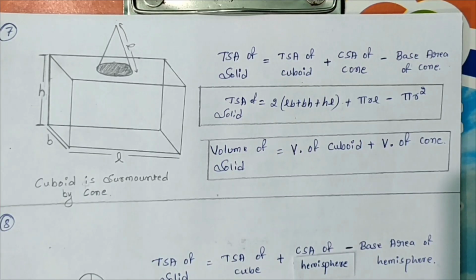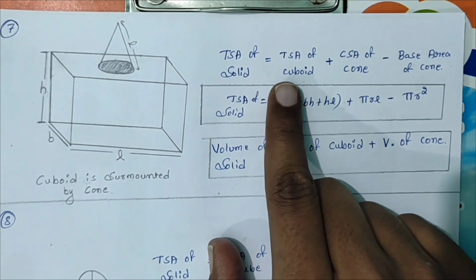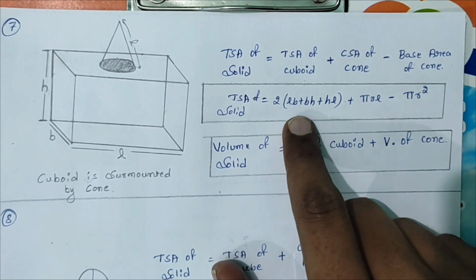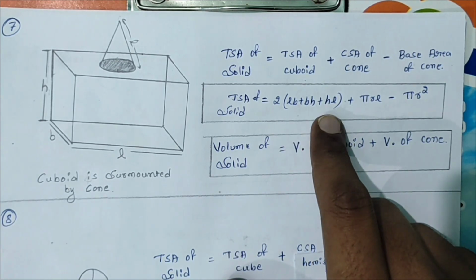Dear students, in this model I am having a cuboid. On that cuboid I am having a cone. If we want to find the total surface area of the solid, we have to find first the total surface area of the cuboid. That means a total of 6 faces are there for a cuboid. Those 6 faces' area we need to find, that is the total surface area of a cuboid, 2 into bracket of LB plus BH plus HL.